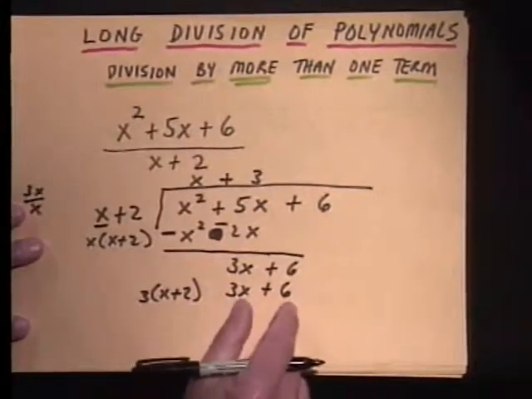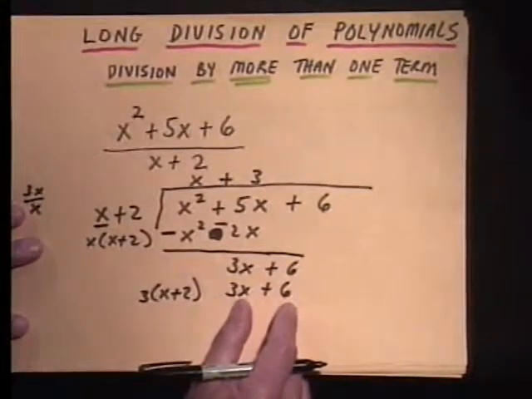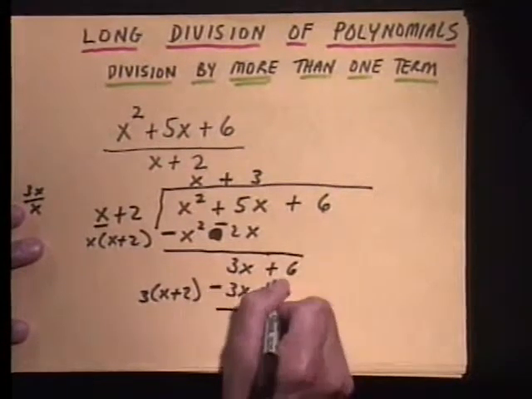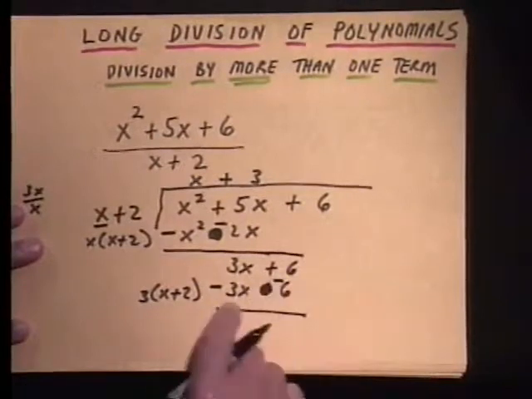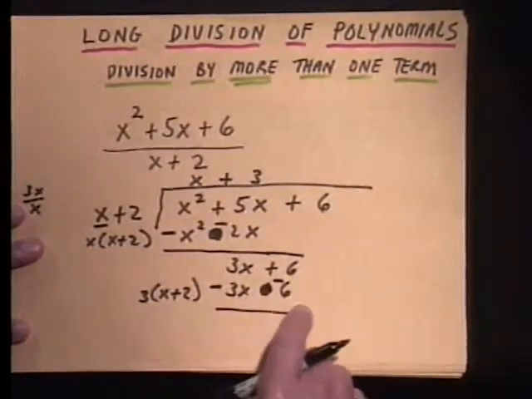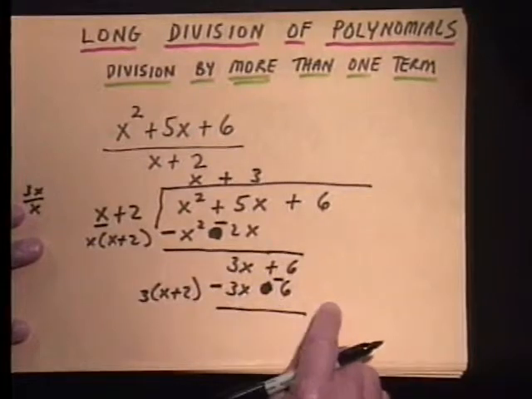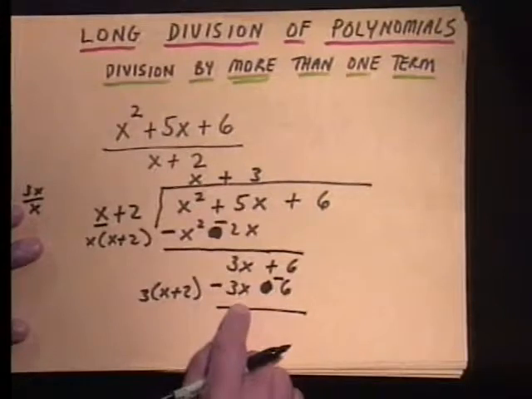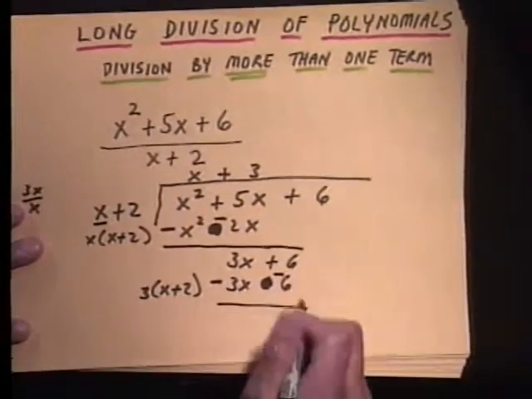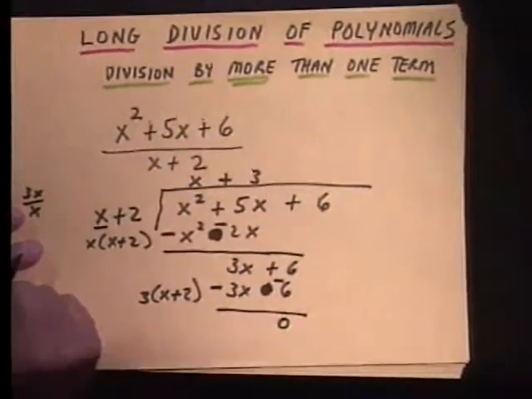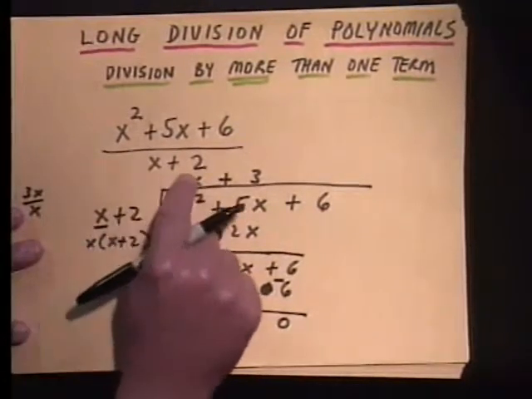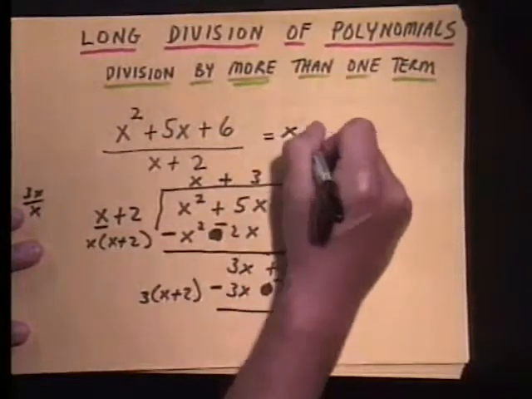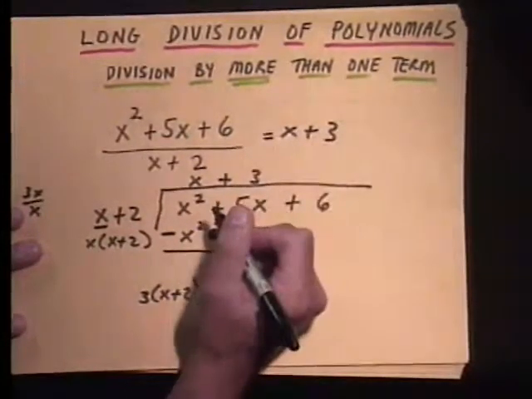Now, what do I have to do with this 3x plus 6? Well, I have to subtract it. So there's the old draw the line and boldly change the sign. When you subtract more than one thing here, remember, when you subtract polynomials, the signs will change on all the terms. So notice you know you're going the right direction. The 3x's go out, and in this case, the 6 goes out, and you're left with no remainder. So the final answer, when we take x plus 2 into x squared plus 5x plus 6, will be x plus 3.